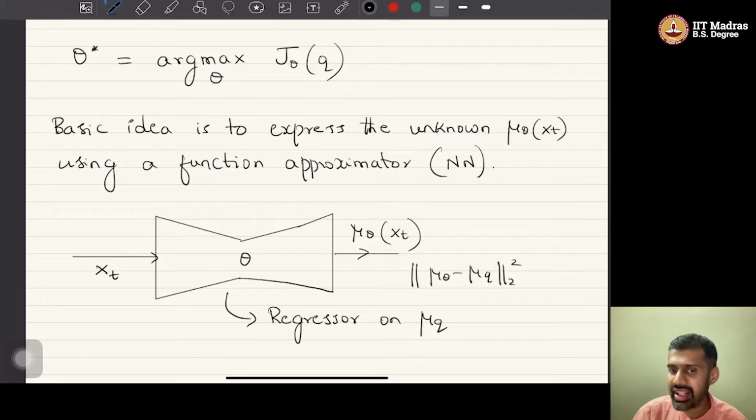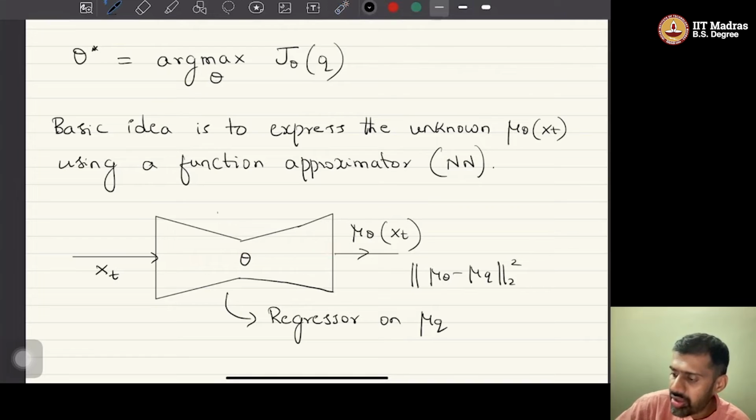So, basically the idea is to express the unknown quantity, which is mu theta of xt, using a neural network. So, why this particular shape of neural network? That is an implementation detail. See, xt and mu theta are both of the same dimensionality, right? When xt lies in Rd, mu theta also lies in Rd. Therefore, whenever you are trying to solve a regression problem, the usual convention is to use an architecture this way.